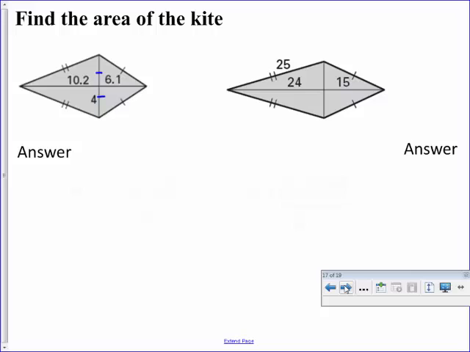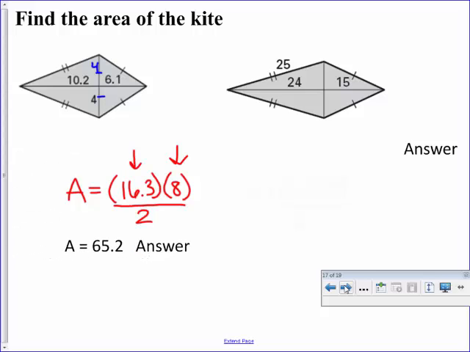Here is the bisected one, so I know I can move 4 up there. So area equals d1 times d2 divided by 2. So plugging it into the formula, you add 4 plus 4 to give you 8 for one diagonal. And then the 10.2 plus 6.1 gives you 16.3. So doing the math in your calculations, you should get 65.2.